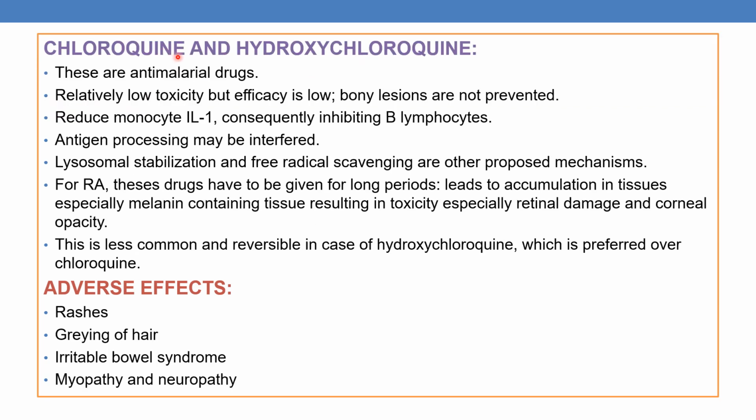The next drugs are chloroquine and hydroxychloroquine. These are anti-malarial drugs. They have relatively low toxicity, but the efficacy is low and bony lesions are not prevented. They reduce monocyte interleukin 1 and consequently inhibit the B lymphocytes. Antigen processing may be interfered with, and lysosomal stabilization and free radical scavenging are the other proposed mechanisms. For rheumatoid arthritis, these drugs have to be given for long periods.